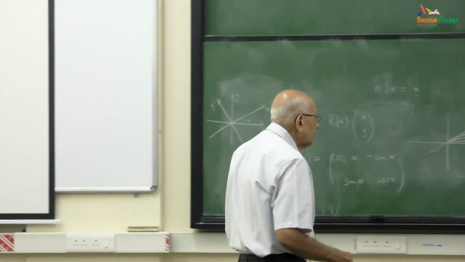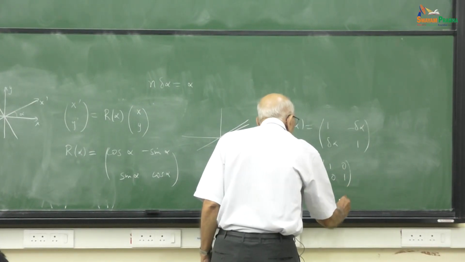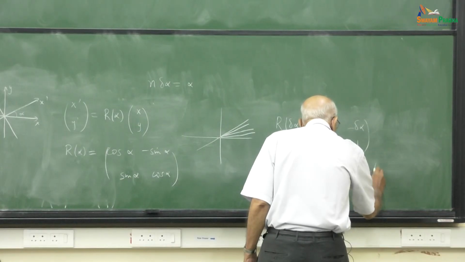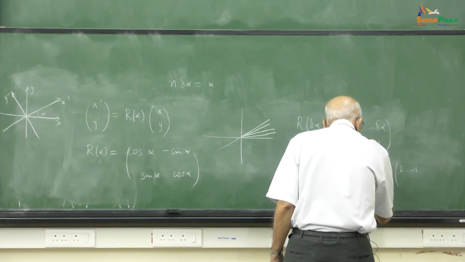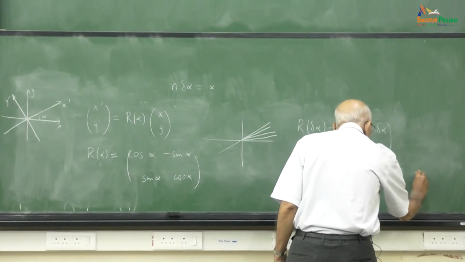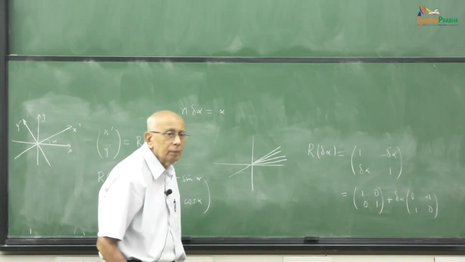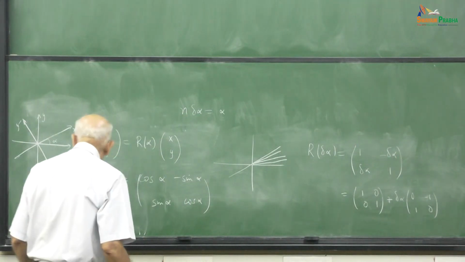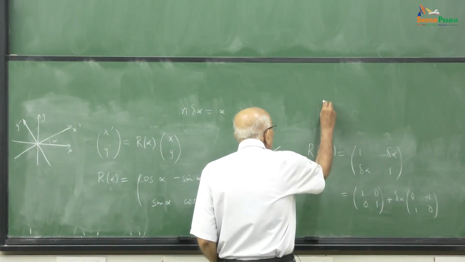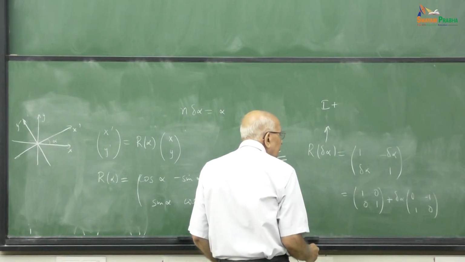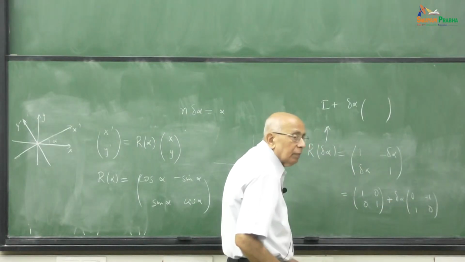But that's the sum of two matrices. So this can be written as the sum of 1, 0, 0, 1, minus delta alpha times 0, minus 1, sorry. So that's equal to I, right? So R of delta alpha is equal to I plus delta alpha times this matrix 0, minus 1, 1, 0.